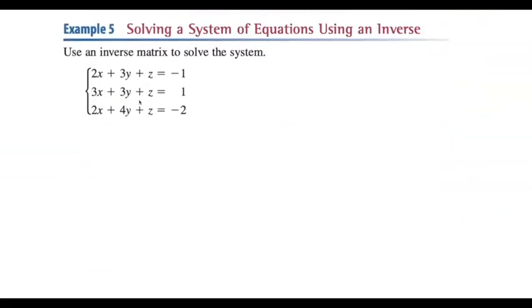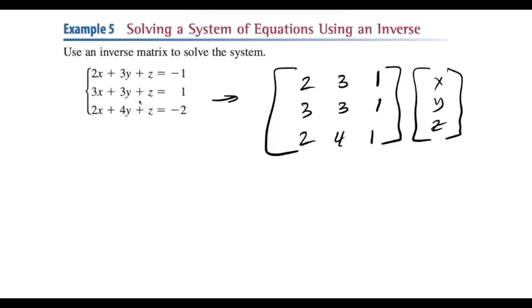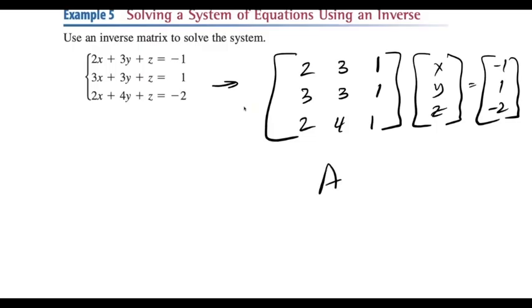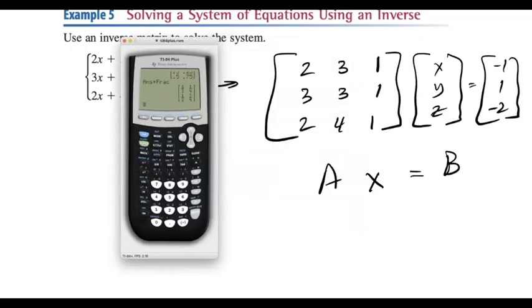So this one here, we're going to write it as a big old matrix, 2, 3, 1, 3, 3, 1, 2, 4, 1. And then this is the matrix x, y, z. Then we have what we call our constant matrix. So this is our matrix A, this is our variables X, and then this is B. We're just going to use a calculator to do this. I'll save you from watching me type it in. There's my 3 by 3, my A, and then here's my 3 by 1 B.